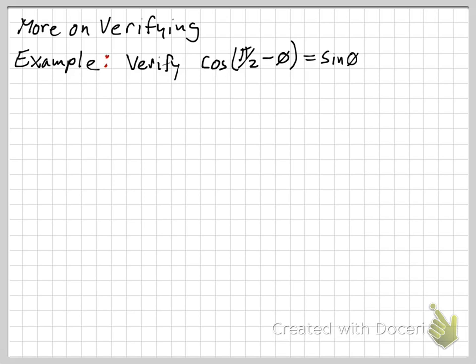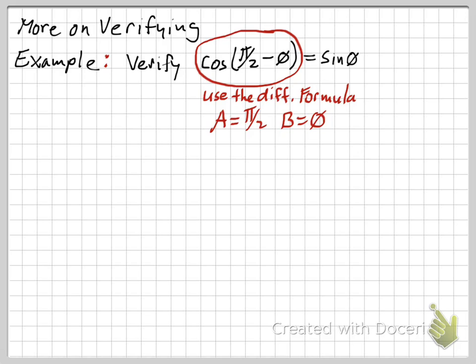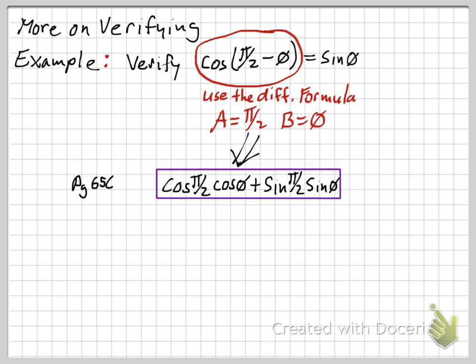So what are we going to do? Well, it doesn't matter. When we use our sum and difference formulas, angle alpha will be pi over 2, angle beta will just be the variable theta. And we will just substitute this into our difference formula, just as if we knew what theta was equal to. Okay, notice how we just carry the variable along.